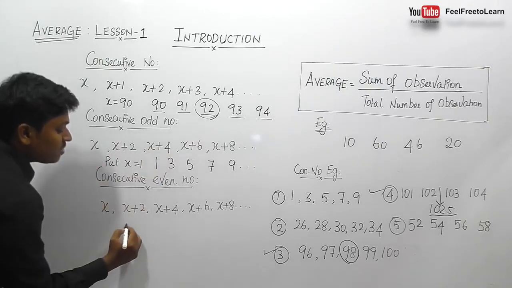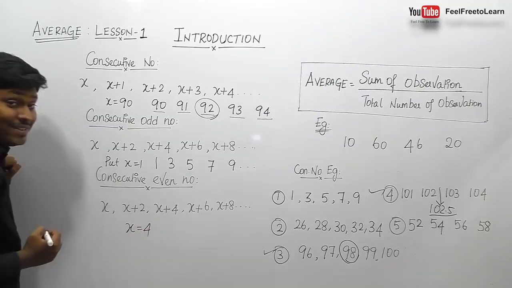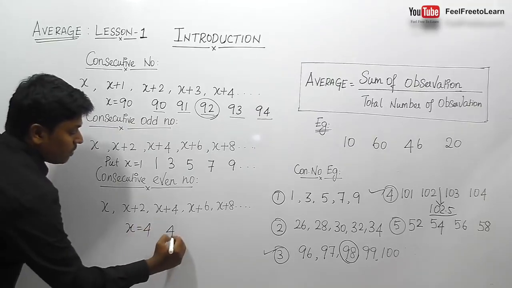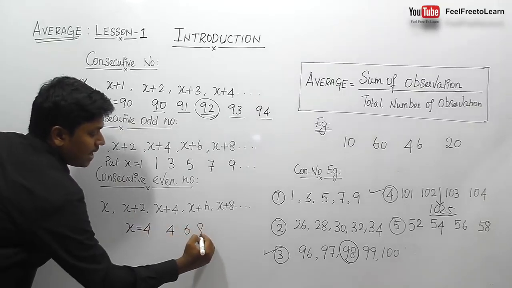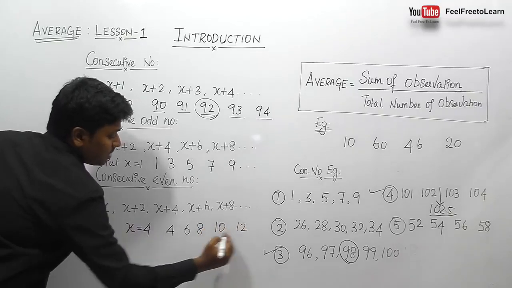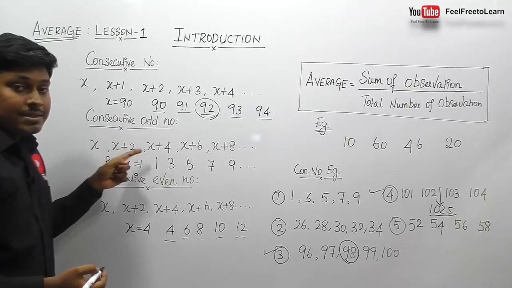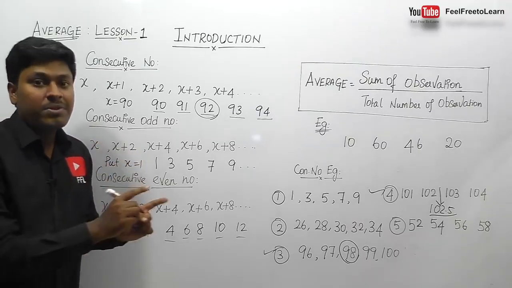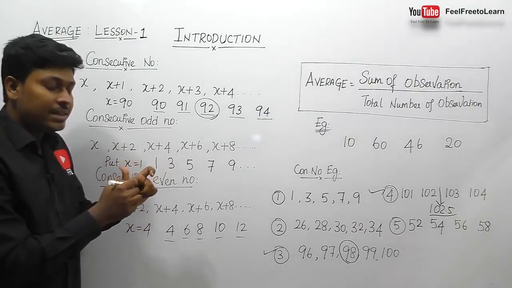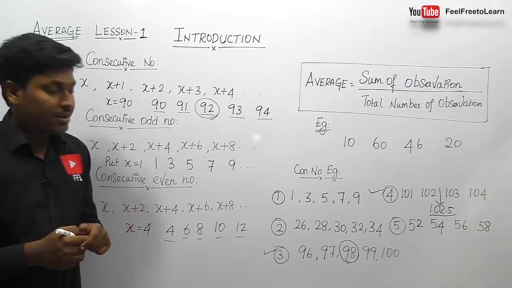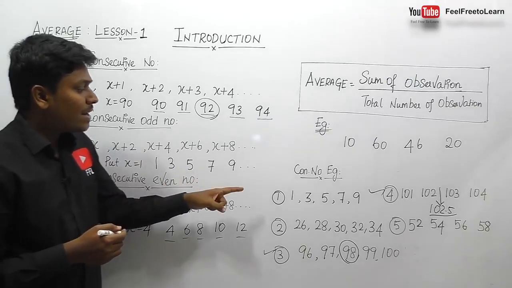If I substitute x is equal to 4, an even number, then here it is 4. So 4 plus 2 will be 6, 8, 10 and 12. The resultant will be consecutive even numbers. So friends, both the formulas are the same. Remember that the value we substitute for x decides whether the result is consecutive odd or consecutive even numbers.